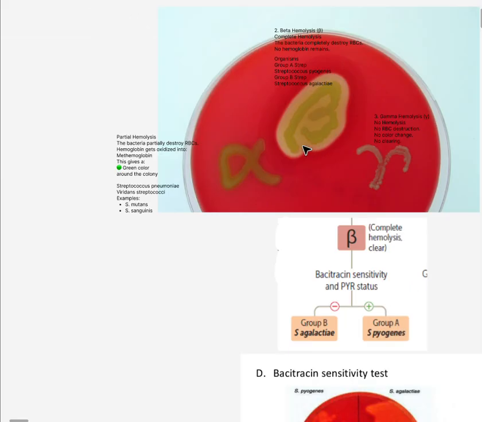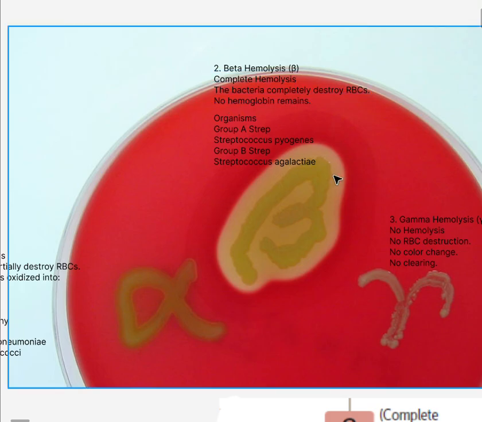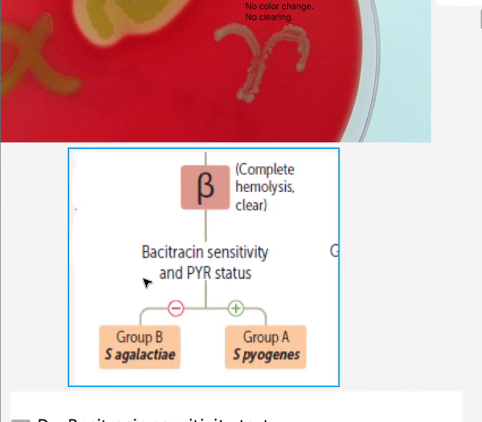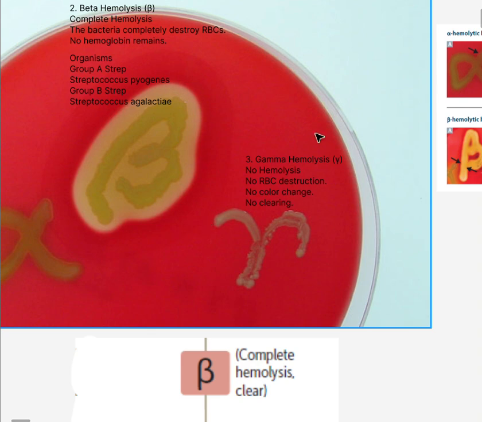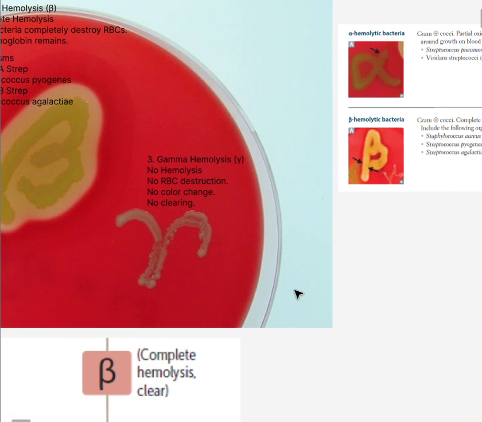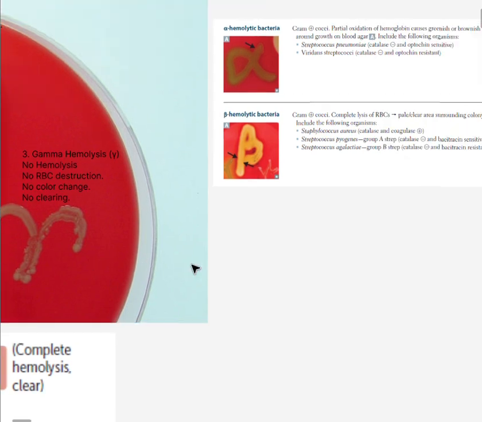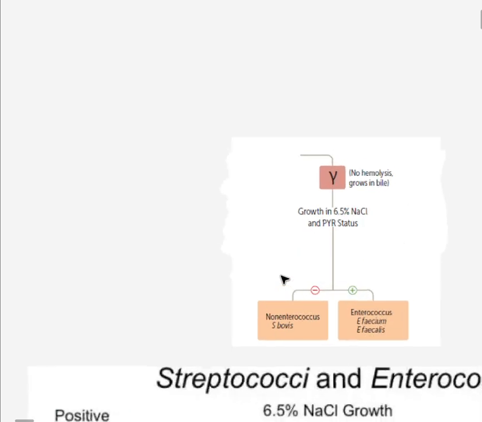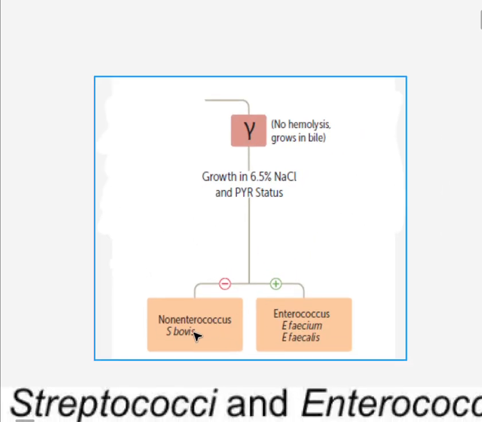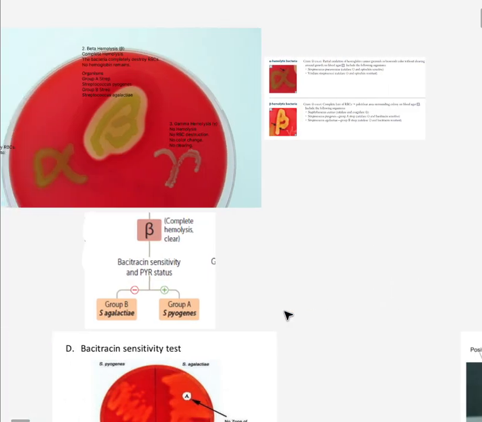Then we have the beta hemolysis. The beta hemolysis is the complete hemolysis, and this is where you have S. agalactiae and S. pyogenes. Forget the bacitracin sensitivity test and the PYR test. We'll come back to it. And then remember the gamma hemolysis. The gamma hemolysis is where you have no hemolysis, right? No clearing. And the gamma hemolysis basically has your non-Enterococcus S. bovis and Enterococcus E. faecium and E. faecalis, right? Okay.